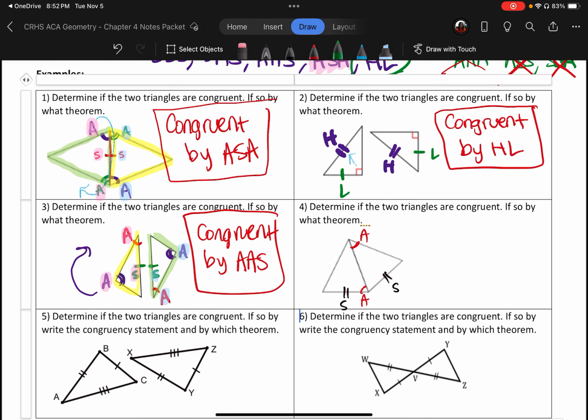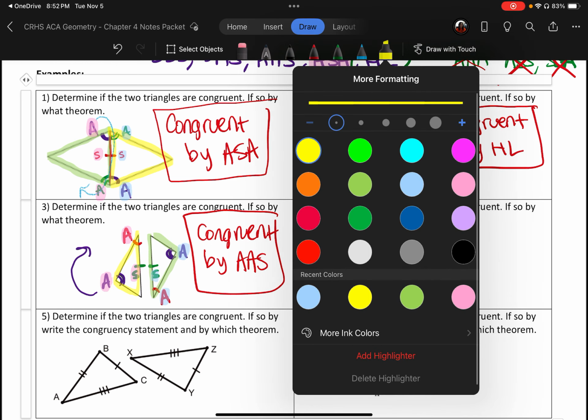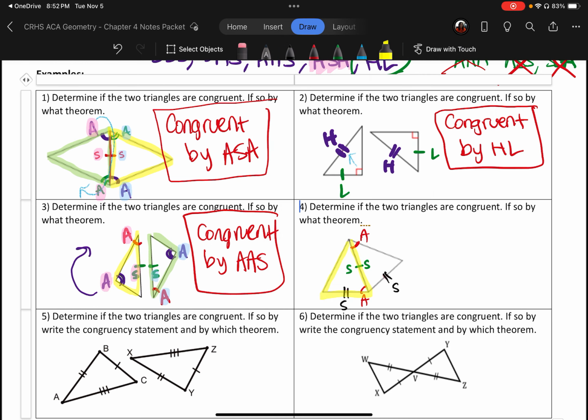And then what I notice here is, look at this green side right here. That green side is shared by both triangles. So that green side must be congruent to itself, meaning that that side is congruent to this side here in the other triangle. So I'm looking at these 2 triangles, the one in yellow and the one in green. Are these 2 triangles congruent?